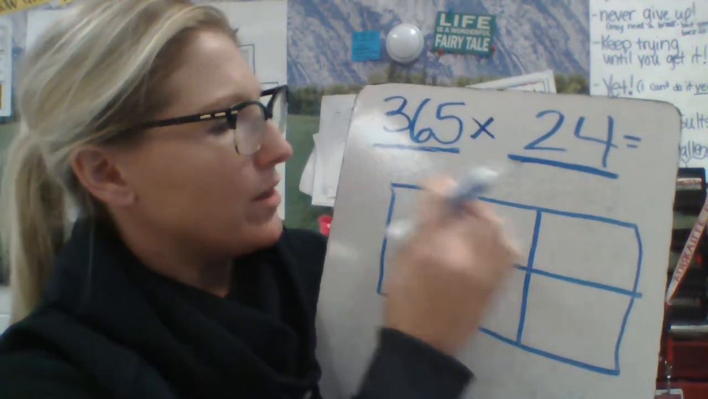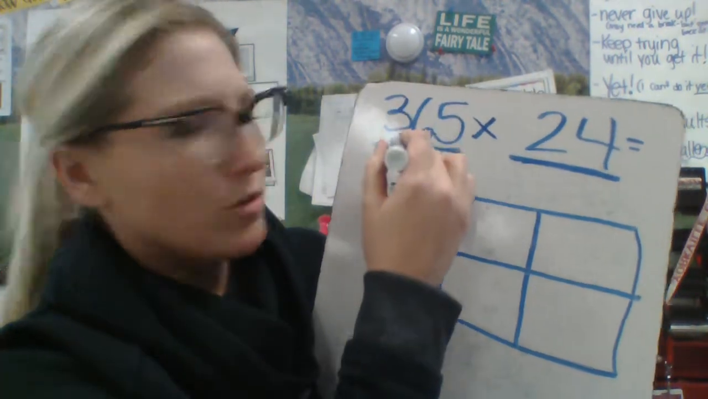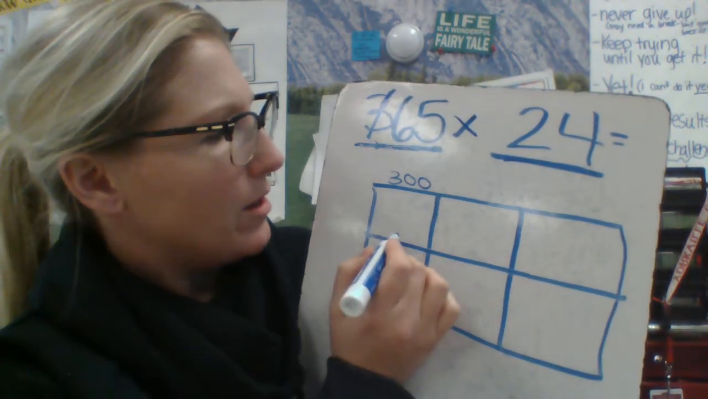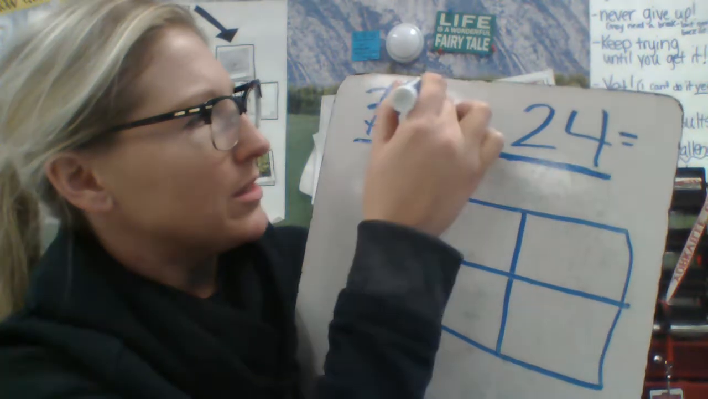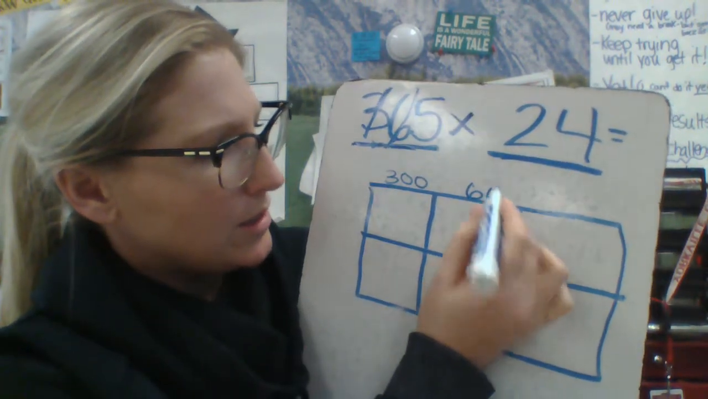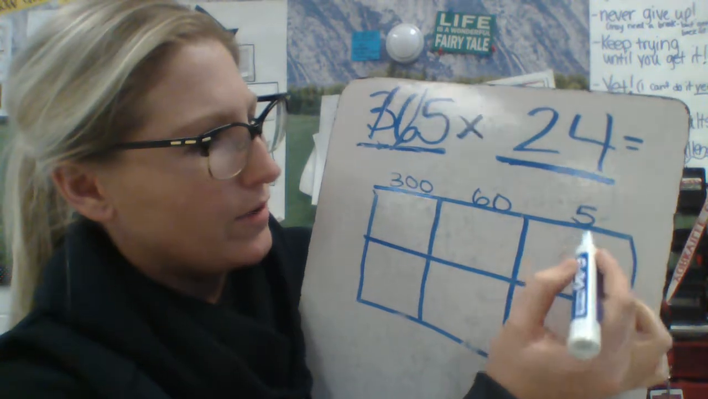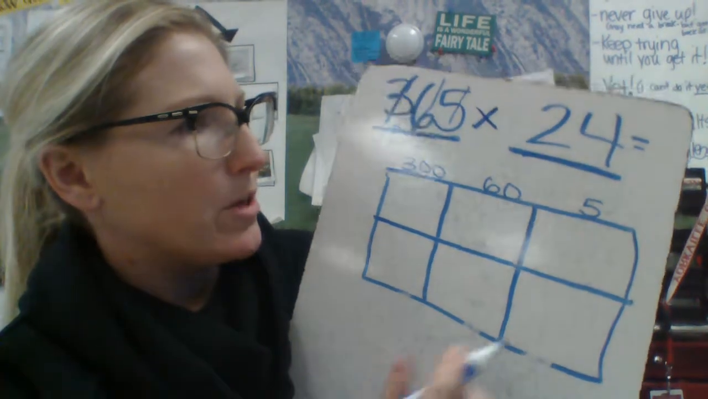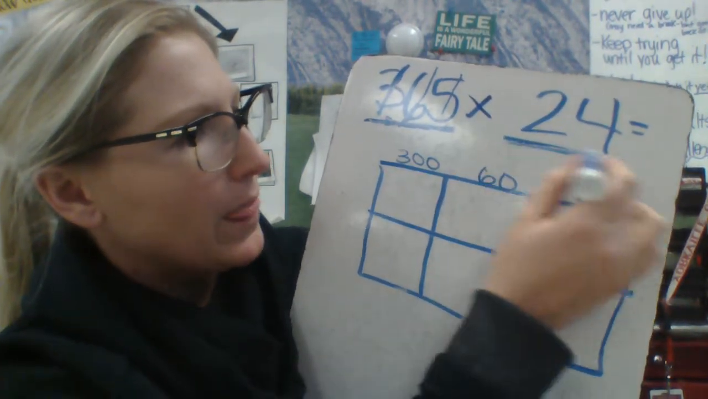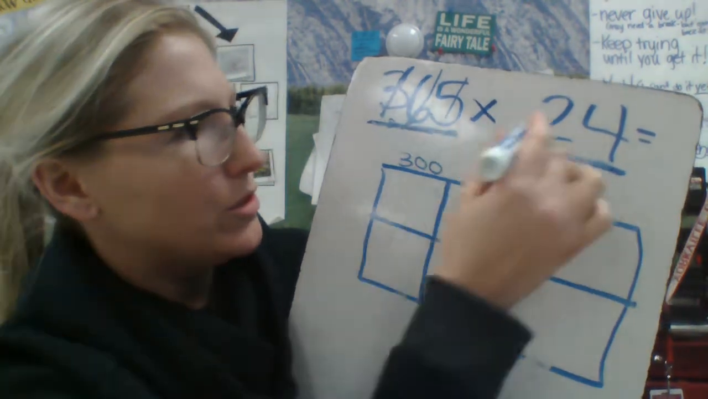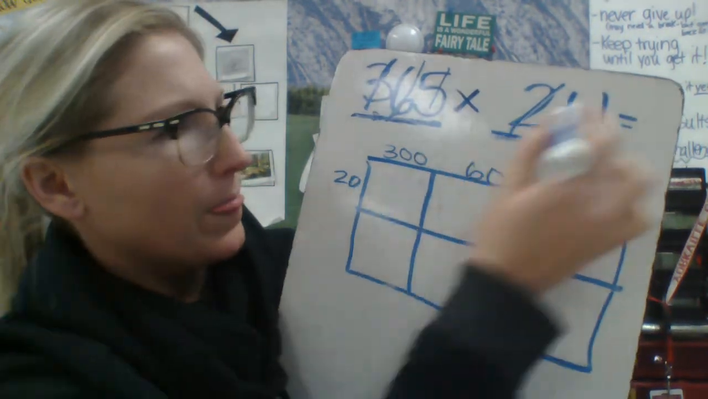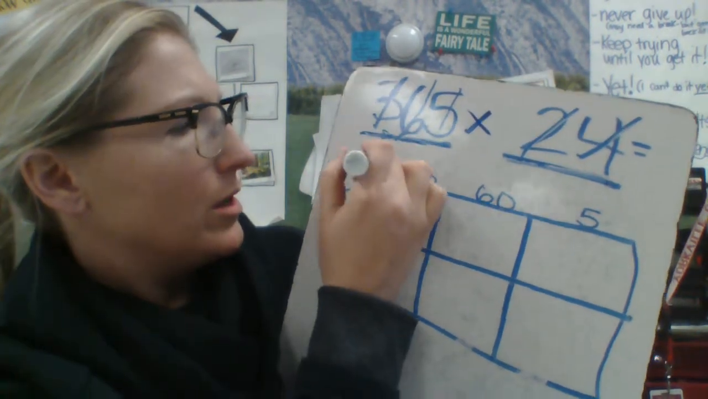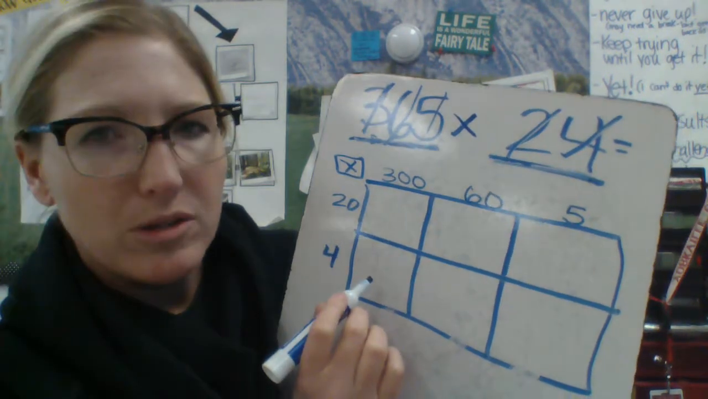And then I take each one of these and apply it to one of the spots. So this 3 here represents 300. So I'm going to write 300 there. My next 6 here represents 60. So 60 is going to take that spot. And lastly, 5. So I'm just breaking up each of these place value spots to make it easier to use distributive property to solve this multiplication problem. Then here I'm going to break up the 24: the 2 represents 20 and this 4 represents 4. And now I'm going to complete this box using multiplication.